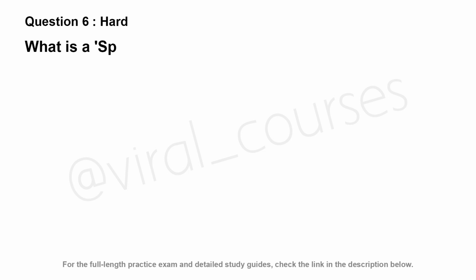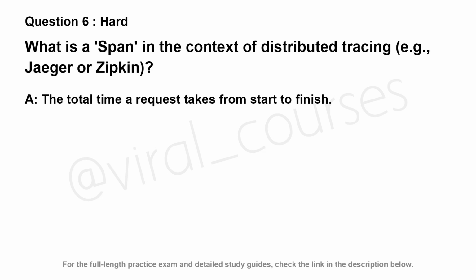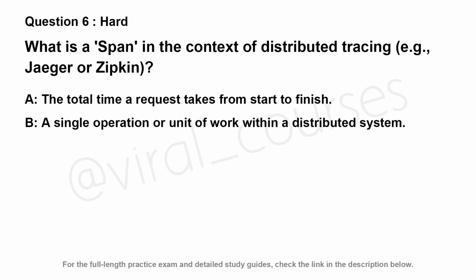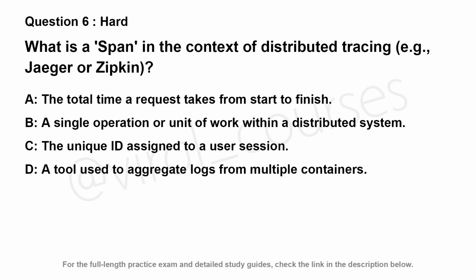What is a span in the context of distributed tracing, e.g., Jaeger or Zipkin? Option A. The total time a request takes from start to finish. Option B. A single operation or unit of work within a distributed system. Option C. The unique ID assigned to a user session. Option D. A tool used to aggregate logs from multiple containers.